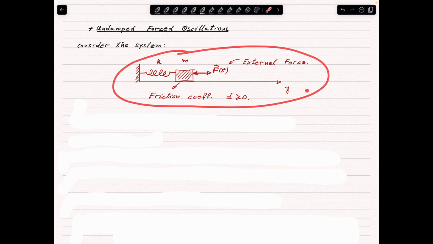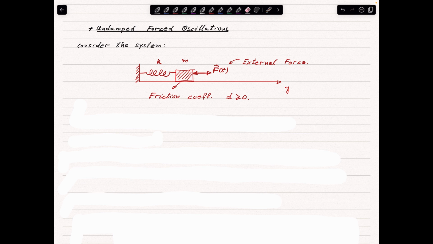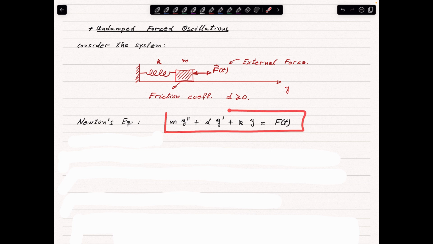Well, this system is described by Newton's equation. Newton's equation relates the acceleration of the object with mass m with the forces. There is a force of the spring, and there is the external force, and there is the friction force. If we put all together, in a previous video we have seen that we can write Newton's equations in this way. In the previous video we studied the case when the external force is 0, and that was the equation of motion for the spring.